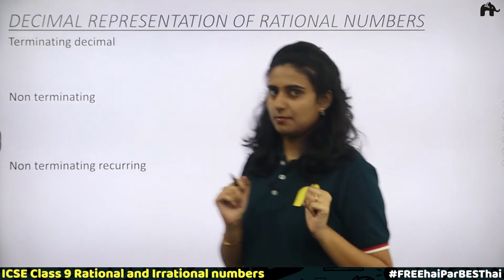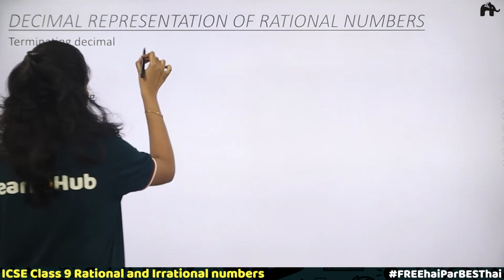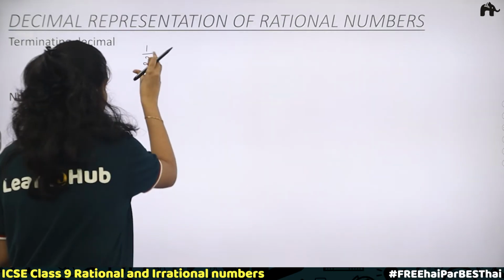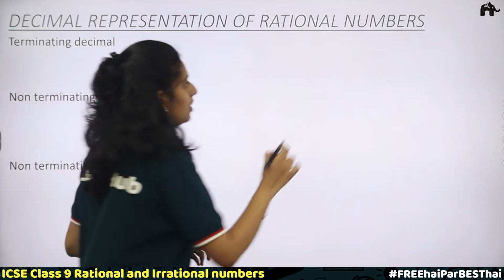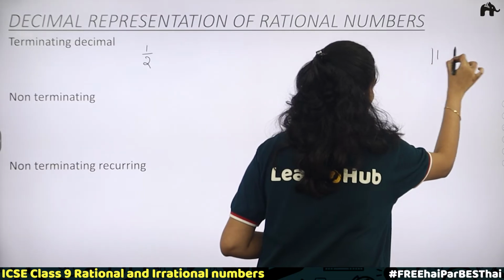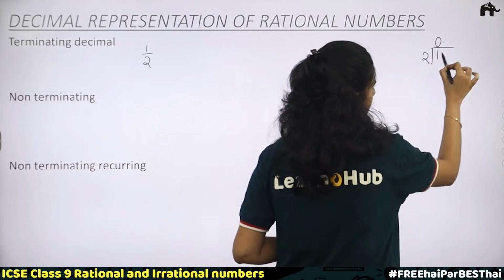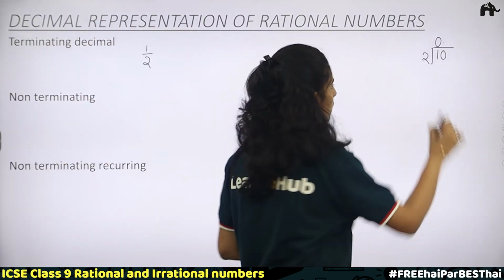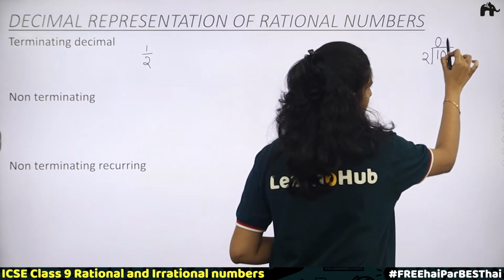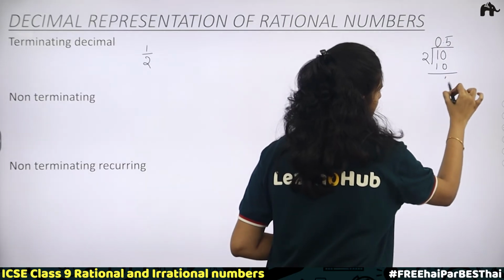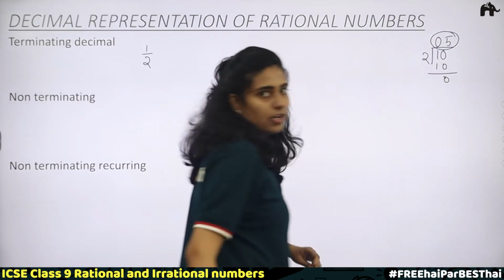Terminating decimal, what does it mean? For example, if you take a number 1 by 2. What is 1 by 2? We need the decimal representation of 1 by 2. Dividing 1 with 2. How much do we get? 0. Here you will be putting a 0. 2 into 5 is 10. 0.5. 5 into 2, 10. Remainder 0. So the quotient is 0.5.